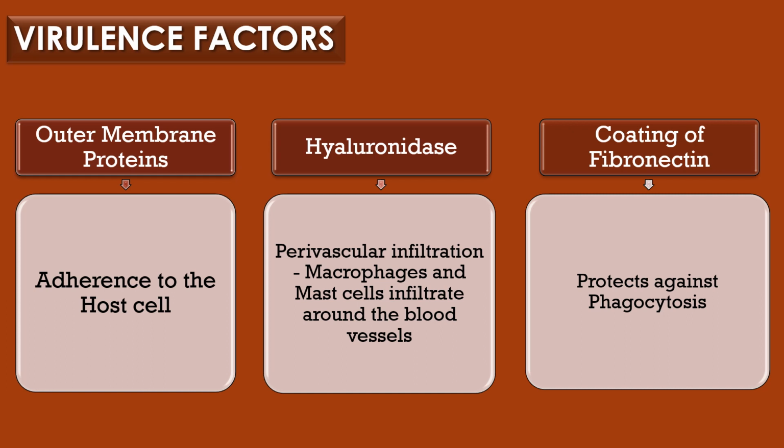The outer membrane proteins help in the adherence to the host cells, and the enzyme hyaluronidase helps in perivascular infiltration, that is the macrophages and mast cells infiltrate around the blood vessels, and finally the coating of fibronectin protects the Treponema pallidum against phagocytosis or cell eating process.